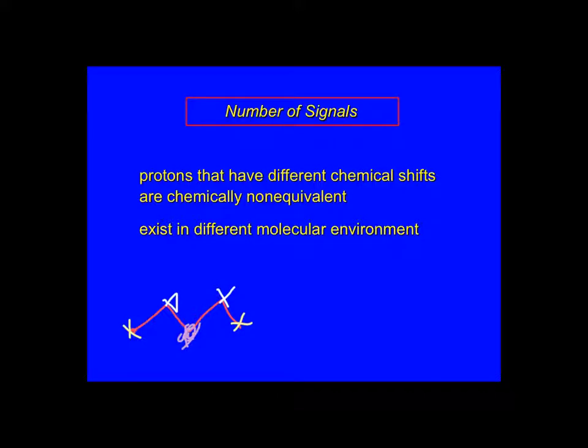Okay, so that means in this instance we're going to have three different peaks, three different signals, because we have three different chemically non-equivalent hydrogens. Now they're in different ratios, but they're definitely going to be non-equivalent. Okay, so that's what I mean by the number of signals.